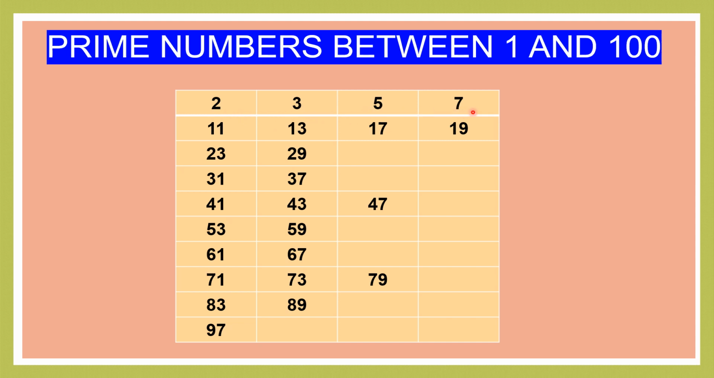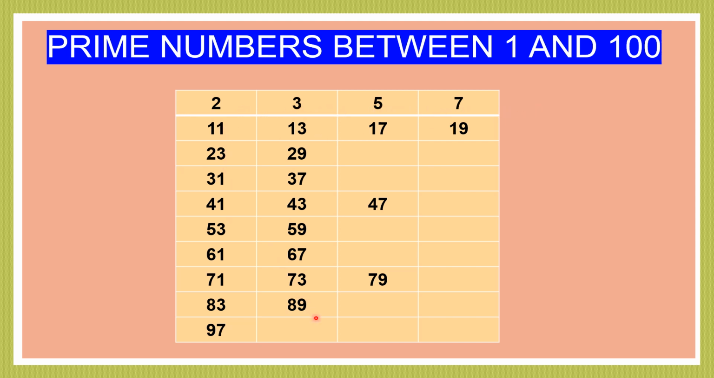Now if you're asked questions based on this, the first row you can answer, fill in the blanks, true or false. Which is the smallest prime number? 2. Which is the only even prime number? 2. How many one-digit prime numbers are there? 1, 2, 3, 4. 4. Which is the smallest odd prime number? 3. Okay, so the first row will give you the one-digit prime numbers.